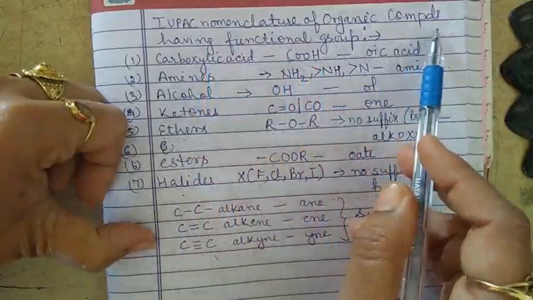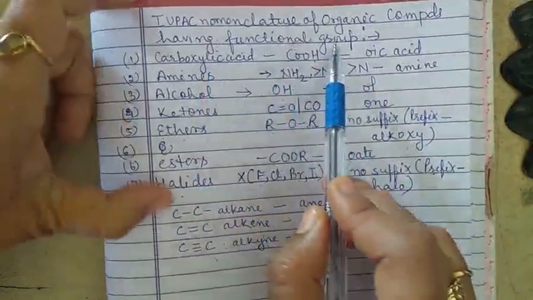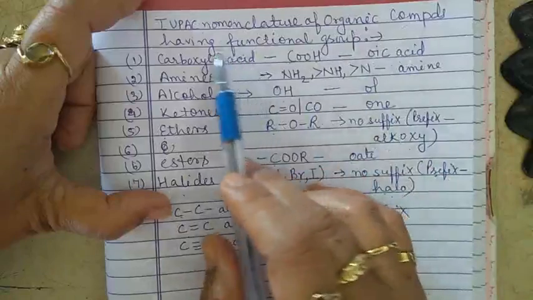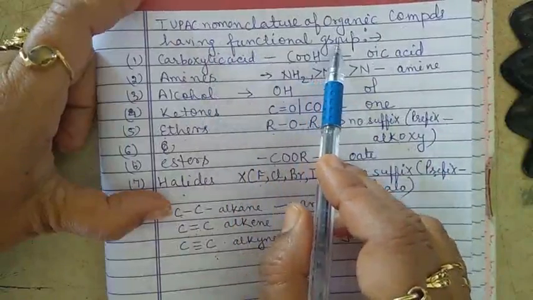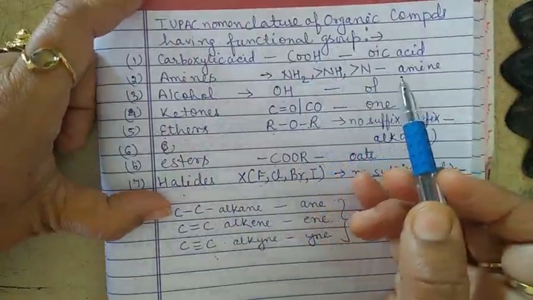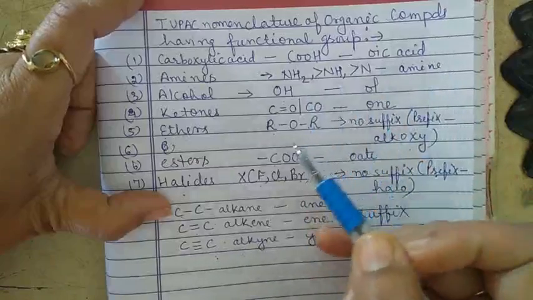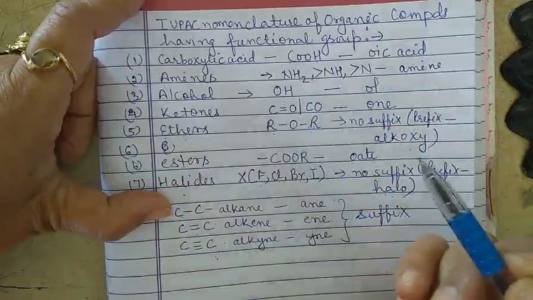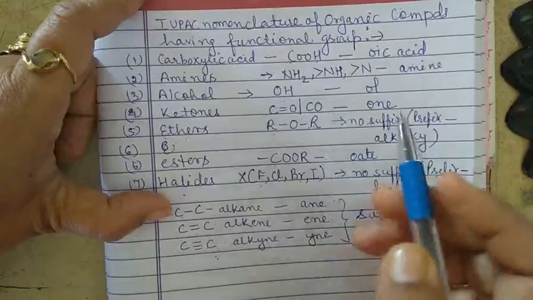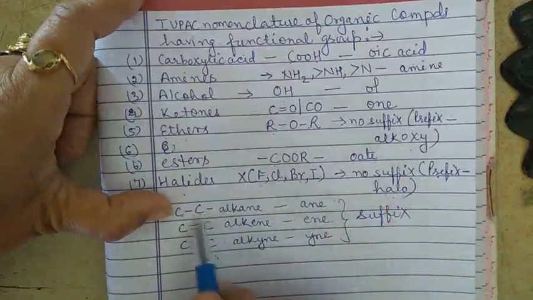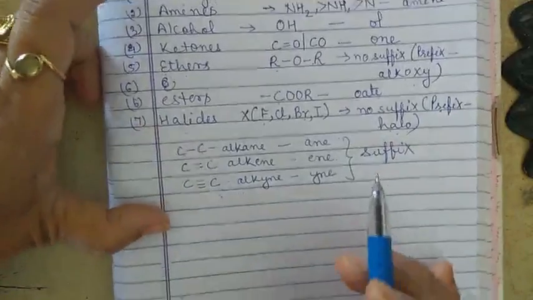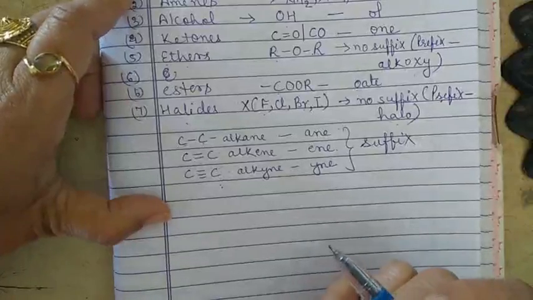Okay, now come to the nomenclature of organic compounds having a functional group. When we have a hydrocarbon in which a functional group is present, how can we write the name of such a compound? Earlier we only discussed the alkane, meaning the carbon single bond. But what happens when a carbon double bond is present? Definitely there is a slight change.